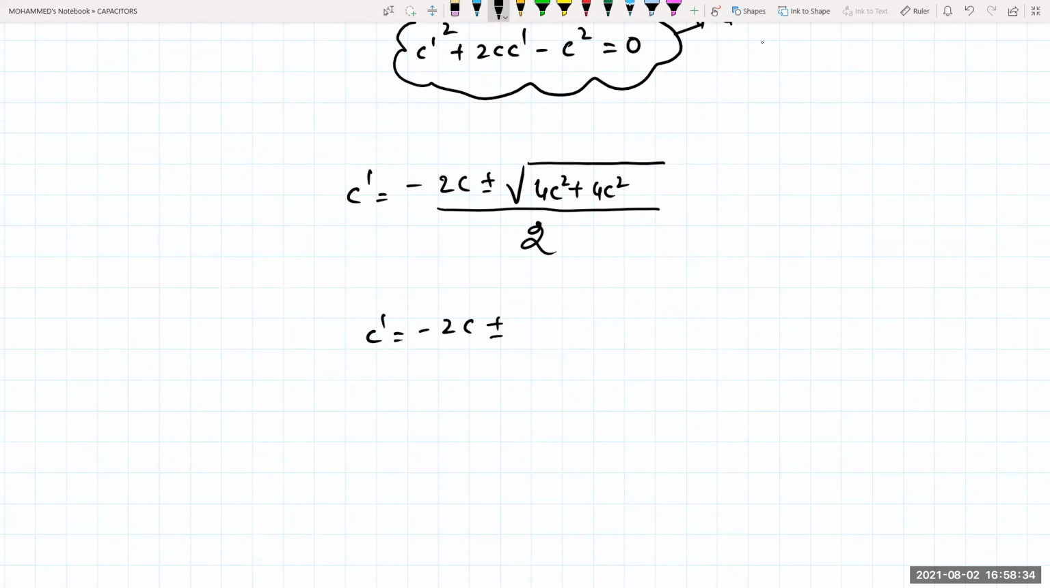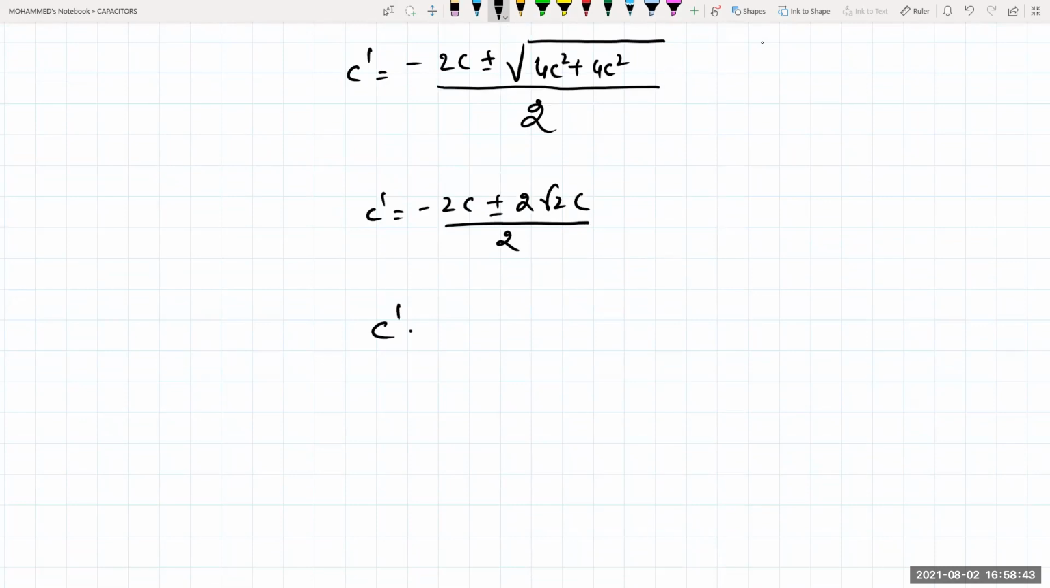4 into 2 becomes 2 root 2, 2 into root 2 c, divided by 2. The 2 goes away here. So c dash will be minus c plus or minus, we take the plus. This one will be 2 root 2 into c. So if we remove the minus sign here, what does it become?